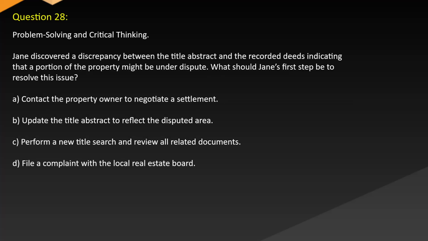Question 28. Problem solving and critical thinking. Jane discovered a discrepancy between the title abstract and the recorded deeds, indicating that a portion of the property might be under dispute. What should Jane's first step be to resolve this issue? A. Contact the property owner to negotiate a settlement. B. Update the title abstract to reflect the disputed area. C. Perform a new title search and review all related documents. D. File a complaint with the local real estate board.